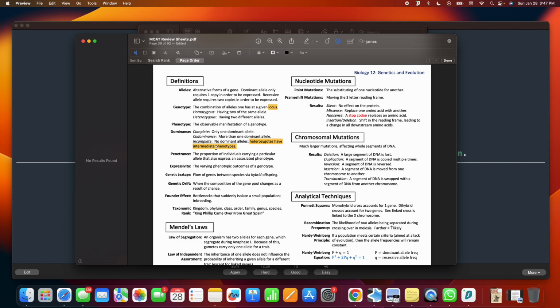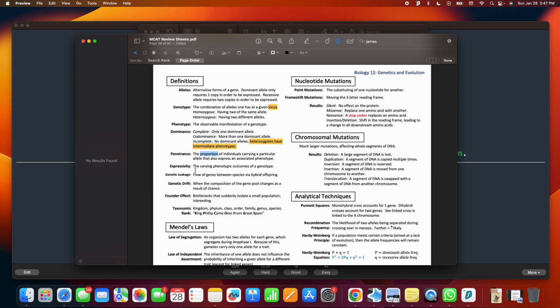Then we have penetrance, which is the proportion of individuals carrying a particular allele that also express an associated phenotype. So the proportion of individuals carrying a particular allele, for example, a red flower, that express an associated phenotype is the penetrance. So how many red flowers do you see compared to the general population of the flowers?